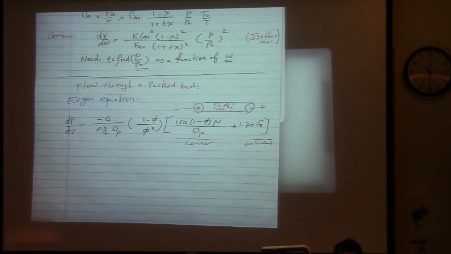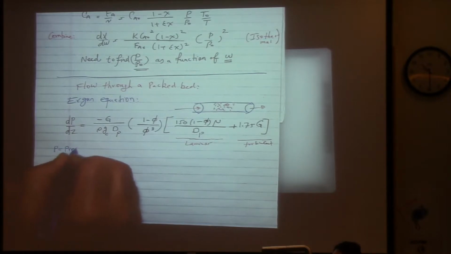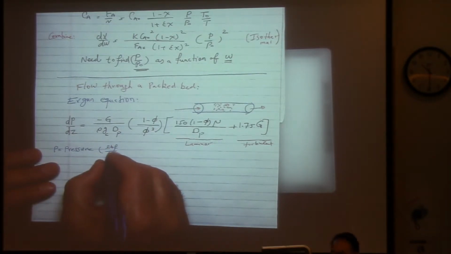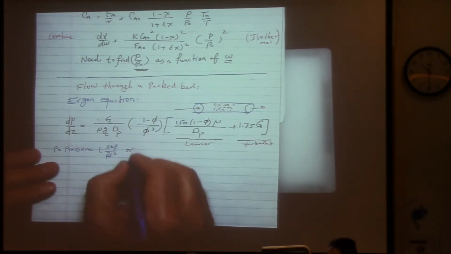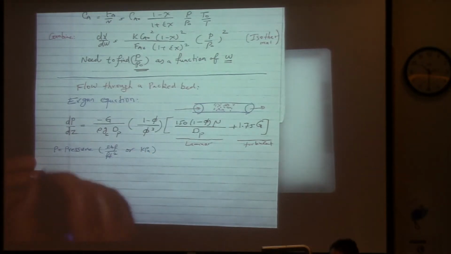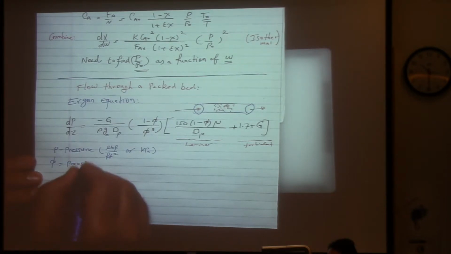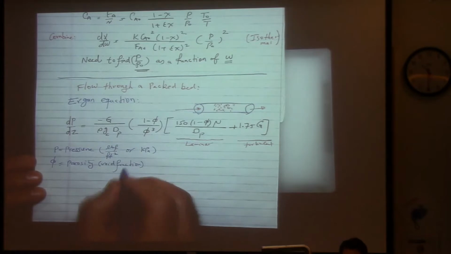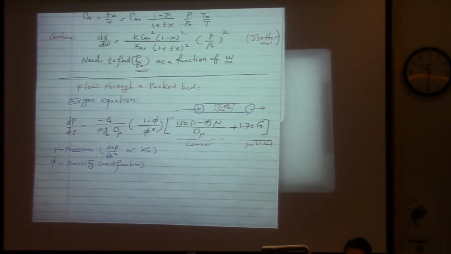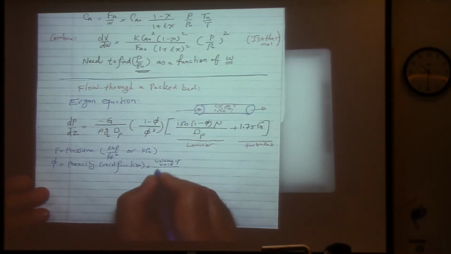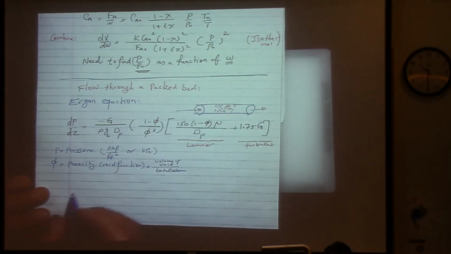So in this equation, P is pressure. The unit is pound force over foot squared in the British system, or the SI unit would be kPa, kilopascal. Phi is the porosity, or void fraction. What is the unit of porosity? Unitless, right? Basically it shows the volume of void over the total volume.